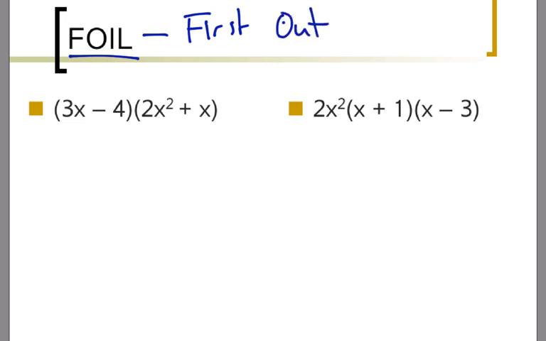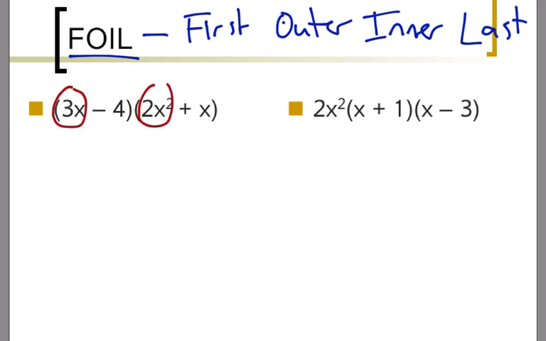outer, inner, last. And all it is, it's an acronym just to remember what the exact order is to do your multiplication. So the firsts are the things in the front of the parentheses, and you're supposed to multiply them first. So I multiply the 3x times the 2x squared, and so that's my F.